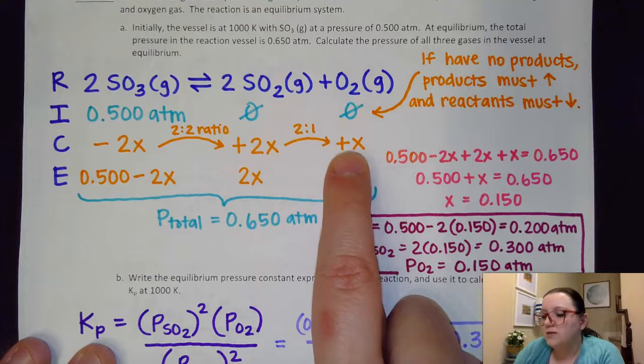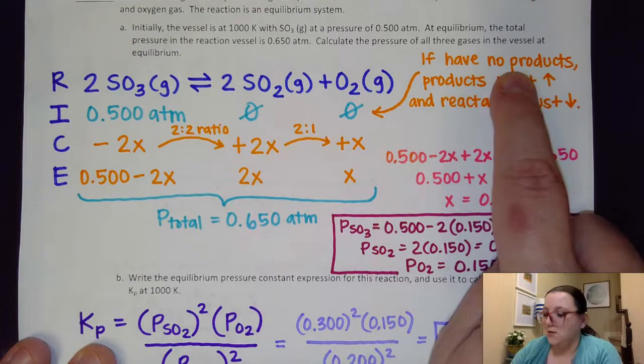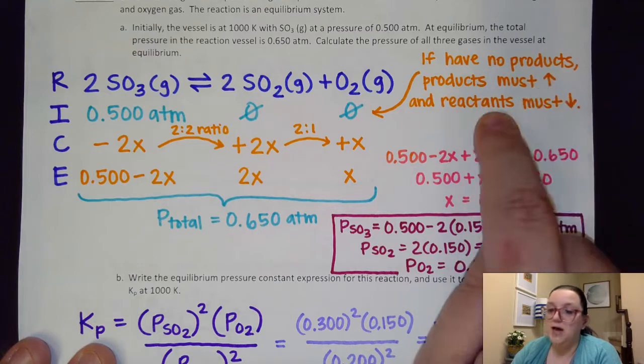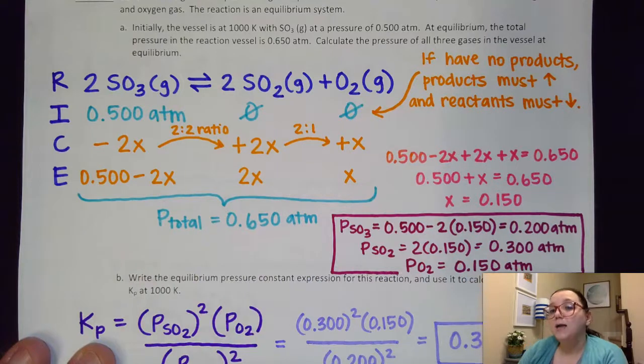And the whole reason why we know these go up is because if we have no products, products have to increase and the reactants have to decrease. That's the whole reason why I know I'm shifting in that direction. Now, next class, we're going to talk more about what to do if I don't know which direction to shift in off the bat. How do I know that I'm shifting towards reactants or products? So if you're confused by that, hold on to that thought. I promise we're going to conquer that in an upcoming video.